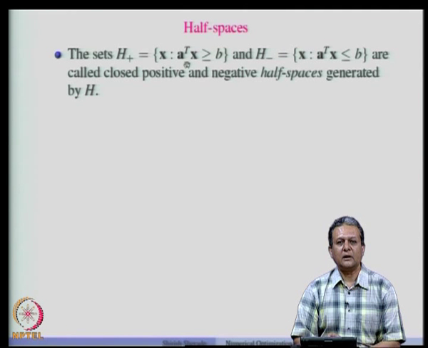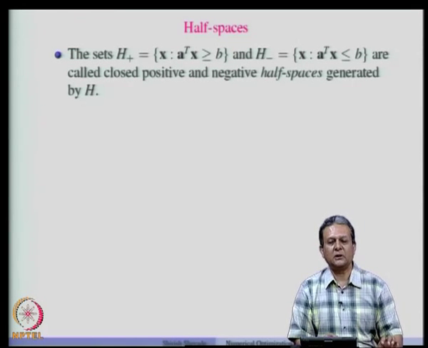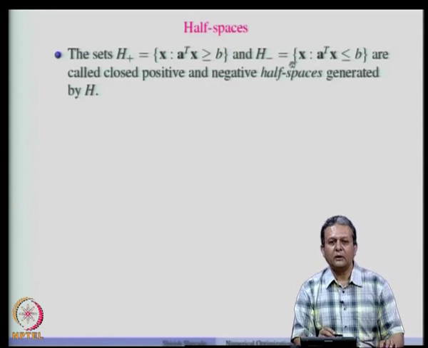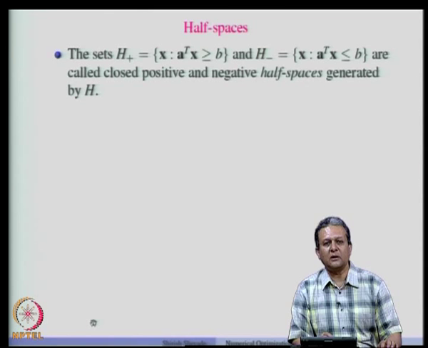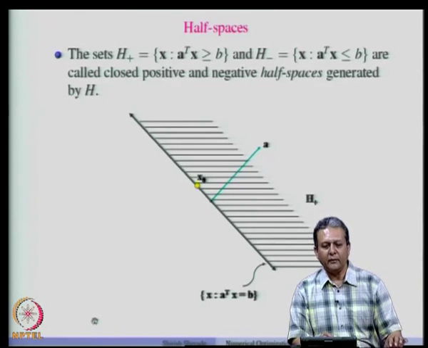So, we are just considering the set of all points which lie on or on one side of this hyperplane. Similarly, one can define the negative half space, the set of all x such that A transpose x is less than or equal to b. Now, we will show this geometrically.